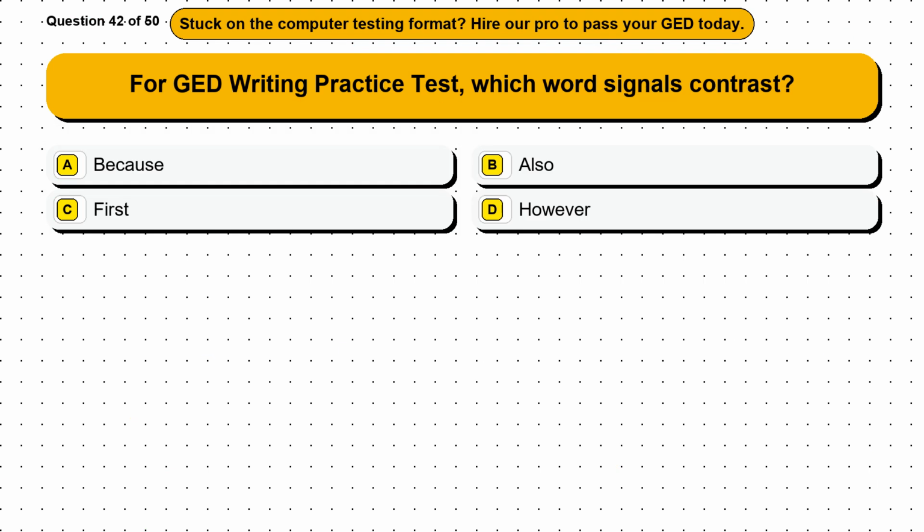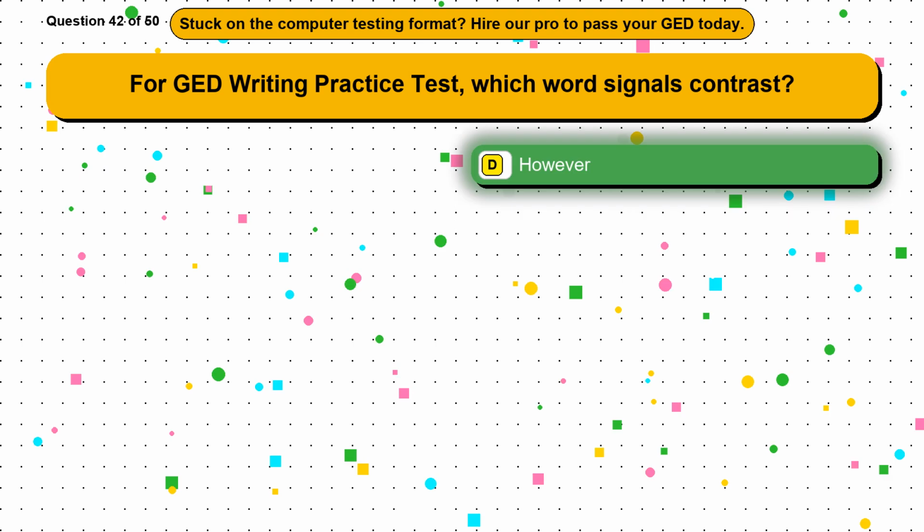Question 42. For GED Writing Practice Test, which word signals contrast? Option A, because. Option B, also. Option C, first. Option D, however. The correct answer is option D, however.